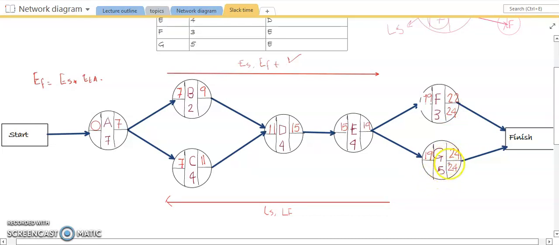So now each time we will be subtracting the expected time from the latest finish time. So this will be like latest finish time minus expected time of any activity. For suppose activity G, we will get the latest start time of activity G. This is a simple formula that you will carry on for the rest of the calculations. So 24 minus 5 will become 19, and 24 minus 3 will become 21.